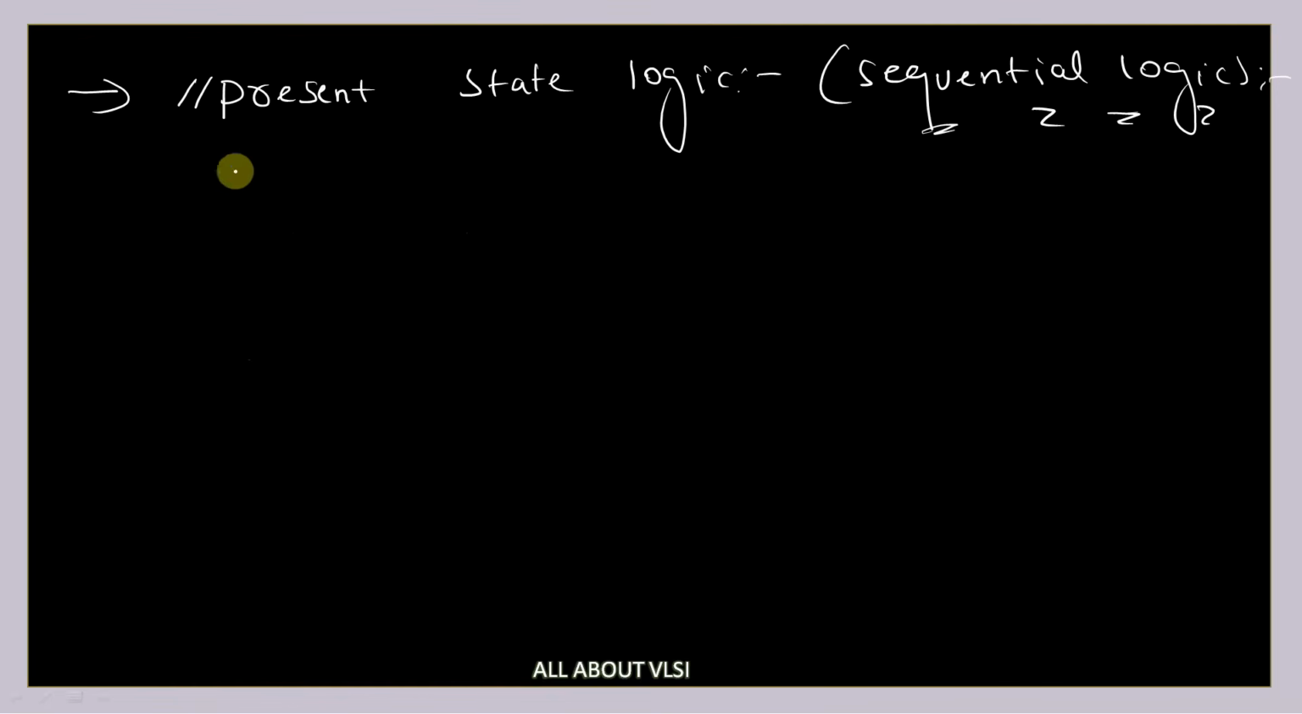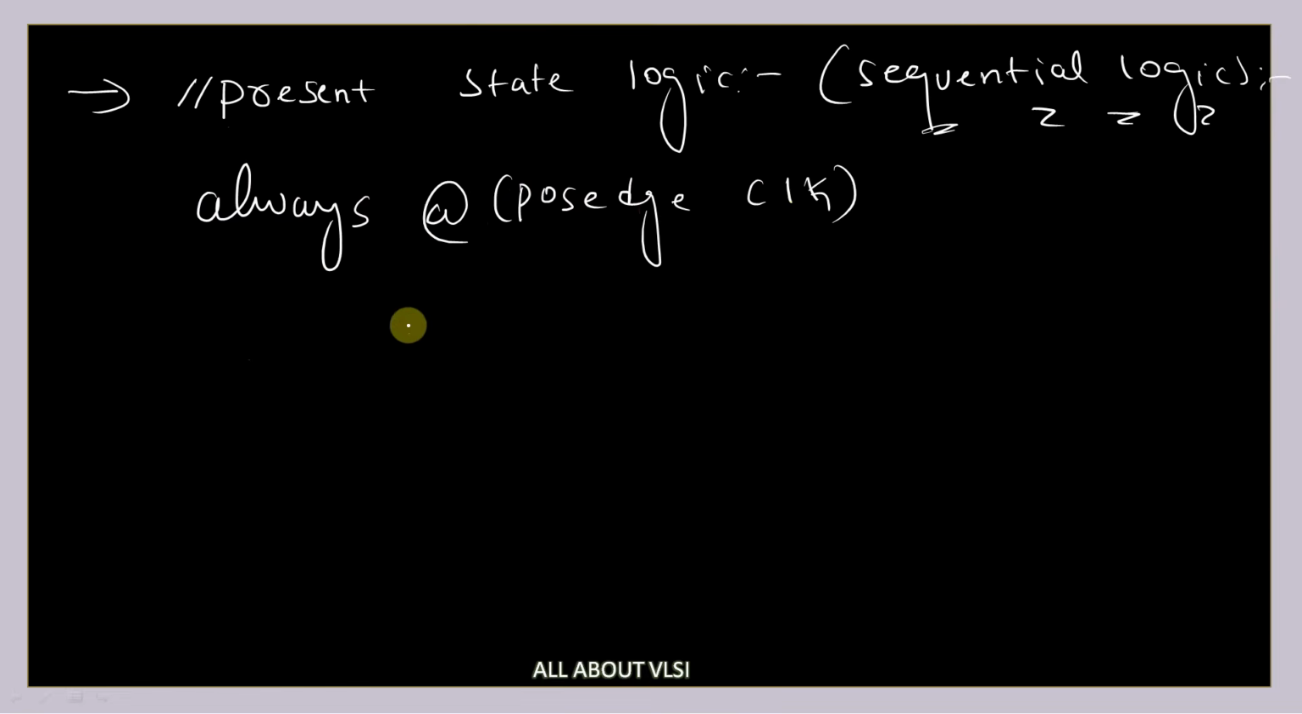So always @(posedge clock), or if your design is working on the negative edge of clock, you can write always @(negedge clock). What you're going to do is, if you apply your reset signal, then your present state should be in your IDLE state.